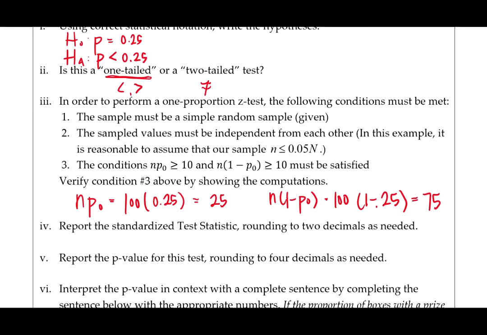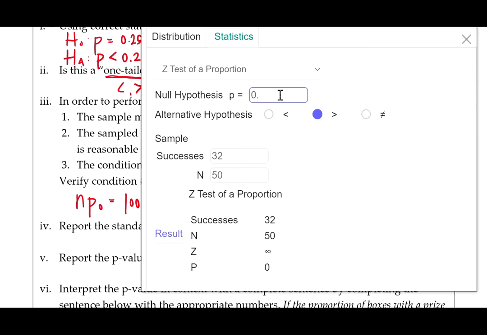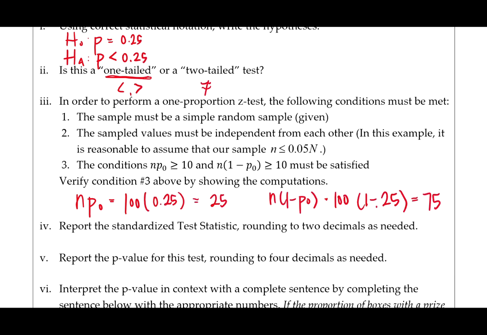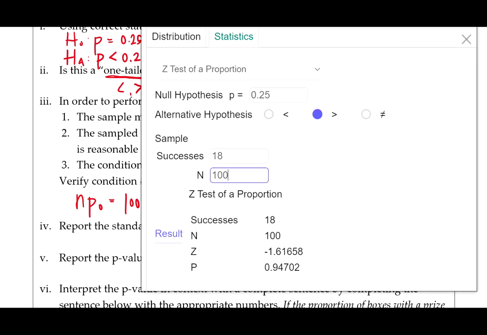Again, we'll do this in GeoGebra. I'm going to change my claim proportion to 25, my number of successes to the 18 boxes that had a prize inside, and my sample size to 100, the number of boxes I looked at. And here's my test statistic, negative 1.62, rounded to 2 decimal places. And the p-value, rounded to 4 decimal places, is 0.947.